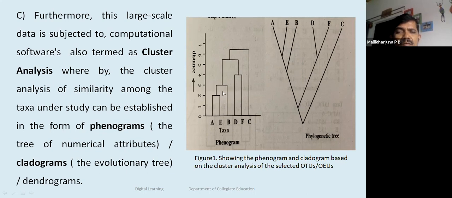This is the phenogram, which belongs to the tree of numerical attributes, whereas a phylogram or cladogram is known as a phylogenetic tree, which is indicating the phylogenetic relationship among the taxa A to F. All these, how they are closely related or distantly related. So this is how the similarity among these taxa will be studied, and this is called cluster analysis.